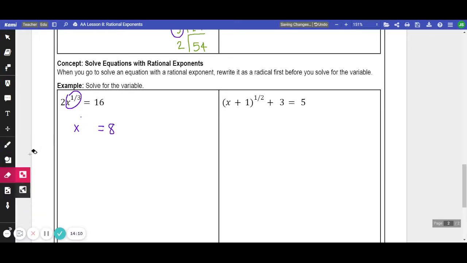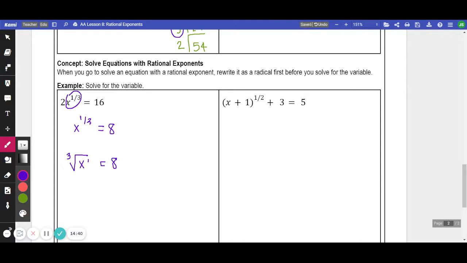Let's fix that. x to the 1/3. Okay, so then we're going to write it as a radical. I did one step before this. We're going to write it as a radical. So x goes on the inside, draw my root. Power is 1, so I don't really need that. Root is 3, and that is equal to 8.